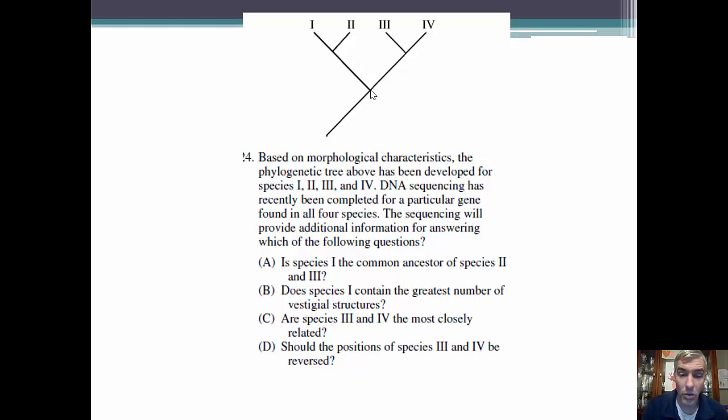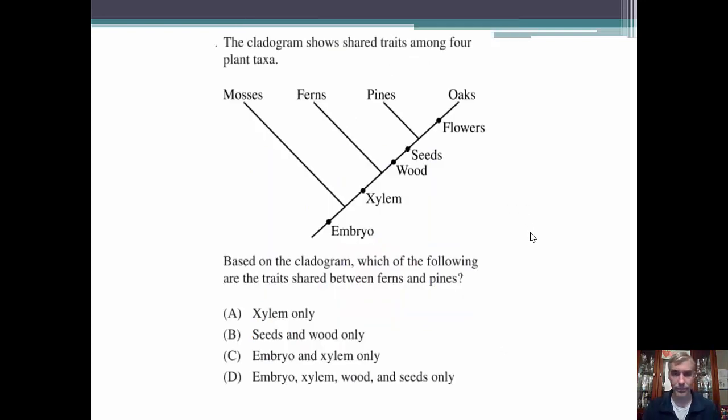Are species 3 and 4 the most closely related? Yeah, we can figure that out. Because maybe based on characteristics, we put them like this, but maybe 2 and 3 are actually more closely related when we don't take into account characteristics and we just look at the DNA, because the DNA evidence is going to be the best evidence. And then D, should species positions of 3 and 4 be reversed? Remember, that doesn't matter. You can always flip around the node. It doesn't change their relationship. So the answer to this one is C.